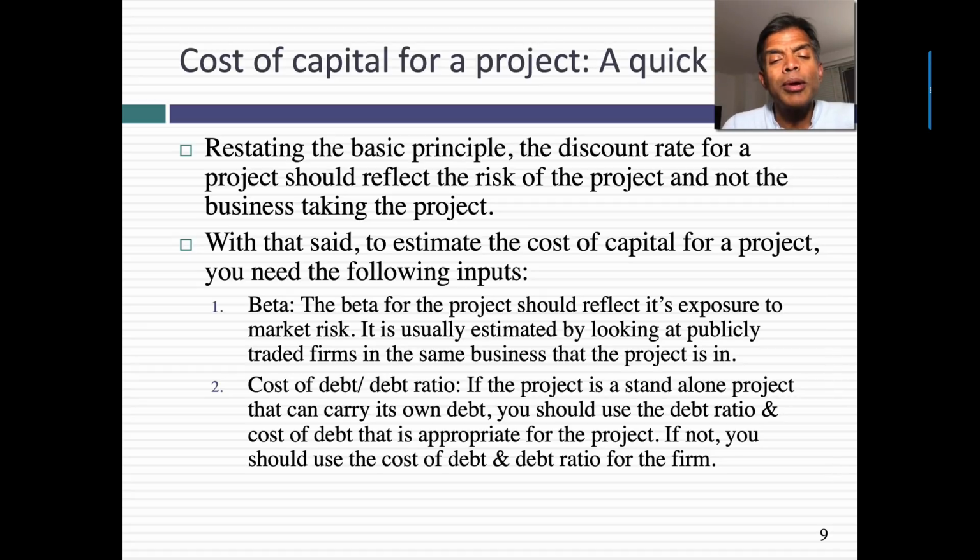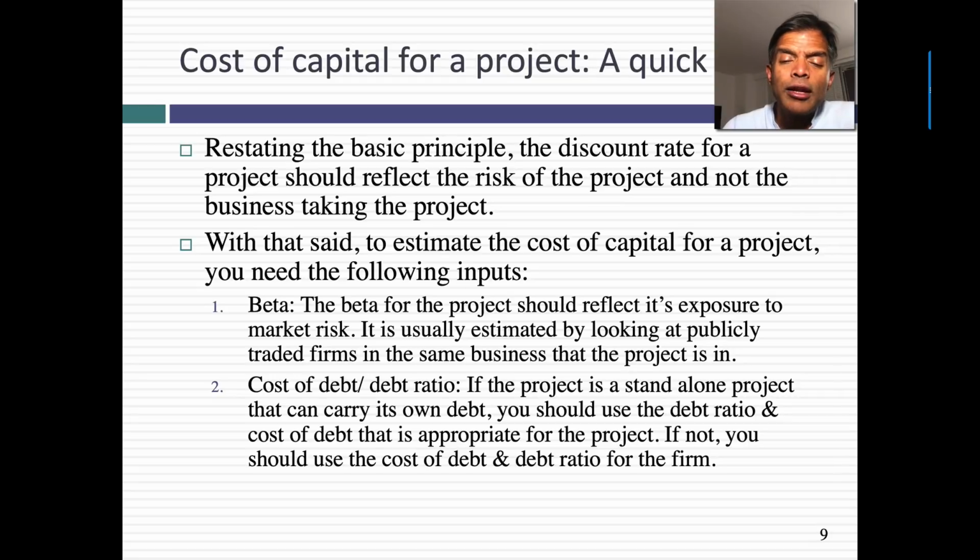Now let's talk a little bit about cost of capital for a project. It's a very quick review because we've kind of established the principle. Let's lay it out. The beta that you should be using to come up with the cost of equity for a project should reflect the beta that the project is in, not the beta that the company looking at the project is in, perhaps by looking at traded firms in the same business as the project.